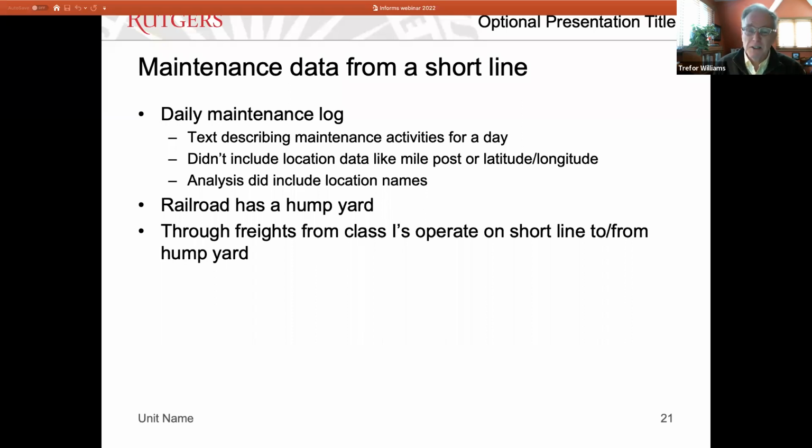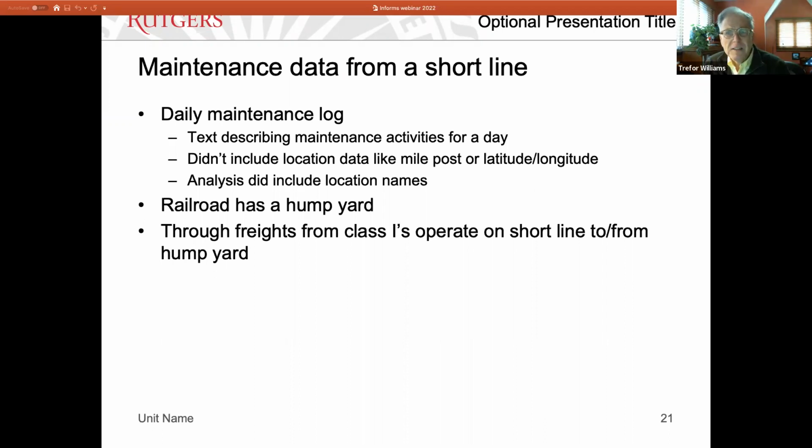If you're from the United States, you could probably figure this out. So it has a sort of character: it is classified as a short line, but it's a heavy duty railroad. All right, so we were able to get from them a daily maintenance log where they describe their maintenance activities for the day. Sadly, we first thought, well, we'll put this on a GIS map, right? Because surely they give us the milepost or the latitude and longitude, and they don't. But it did include location names.